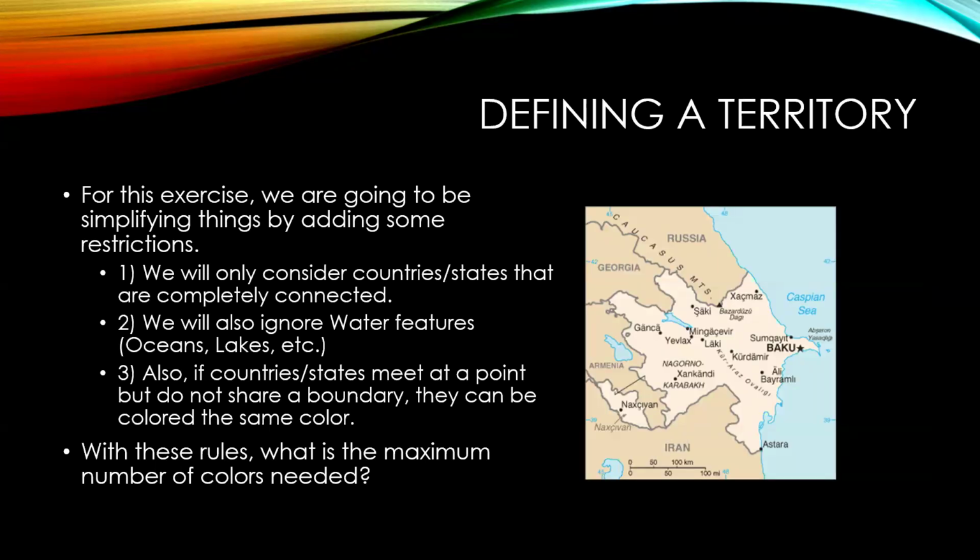Now, when we're defining a territory, for this exercise at least, we're going to be simplifying things by adding some restrictions. We will only consider countries or states that are completely connected, so we won't have things which are separated by some other area. We will ignore water features, oceans, lakes, etc. We're not going to include those. And also, if countries or states meet at a point but do not share a boundary, they can be colored the same color. So if we have 27 different states which are all meeting at the same point, that's okay. They don't share a boundary.